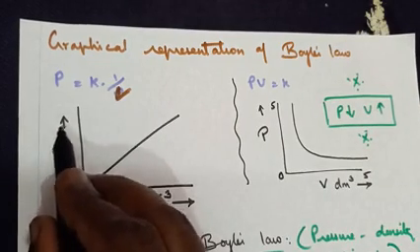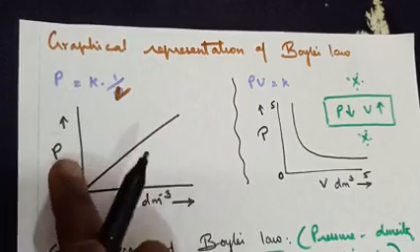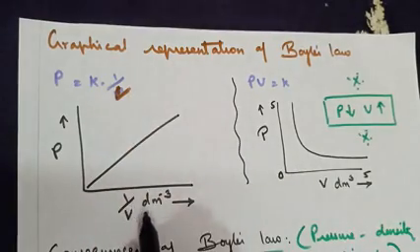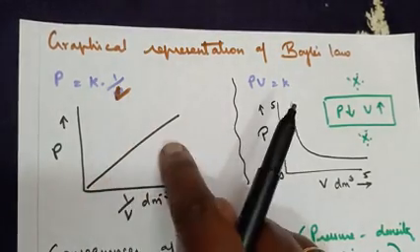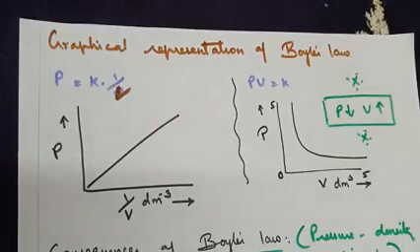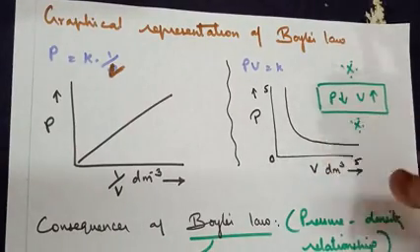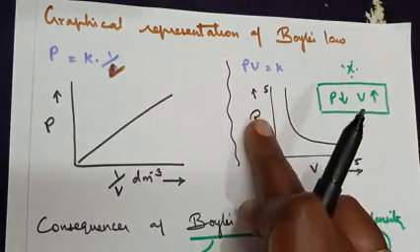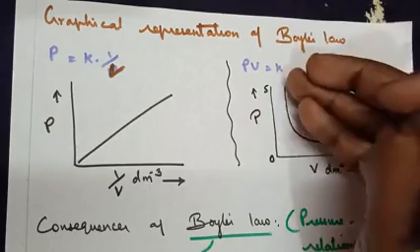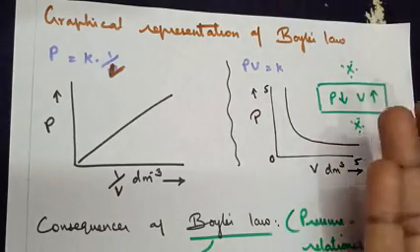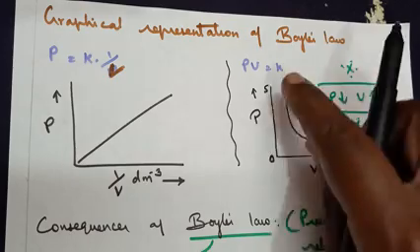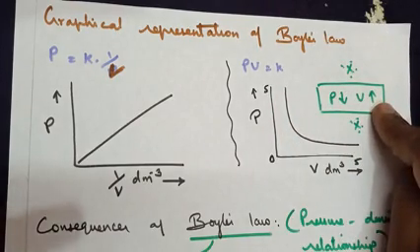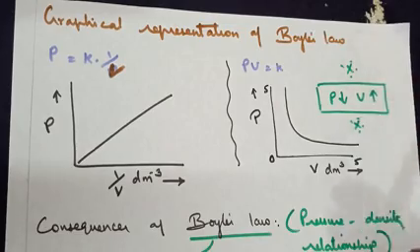So when you plot pressure on the y-axis and 1 by V, which is proportional to volume, on the x-axis, we get a straight line here. On the other hand, if we plot pressure and volume directly on the y-axis and the x-axis, we get a curved line. So what's the conclusion? When pressure decreases, volume increases, based on which Boyle's law is written.